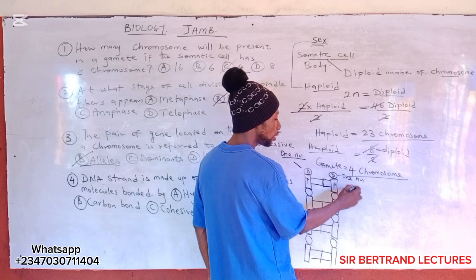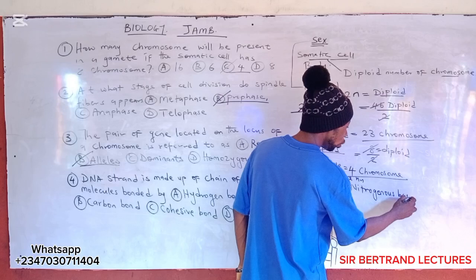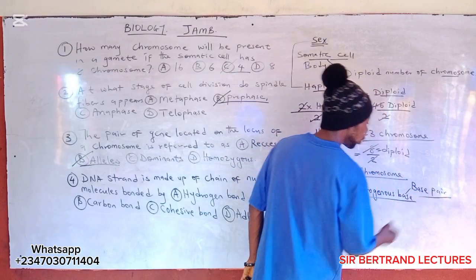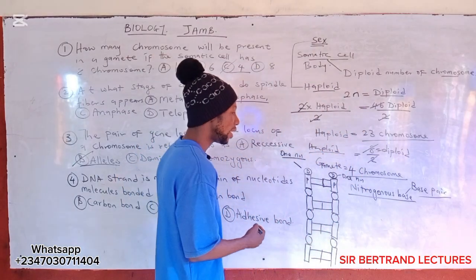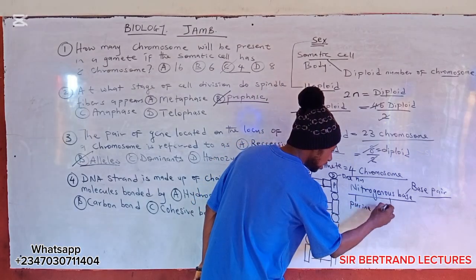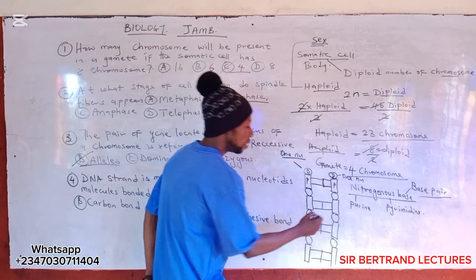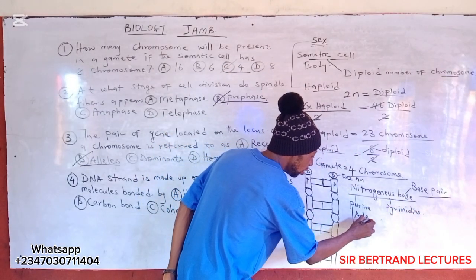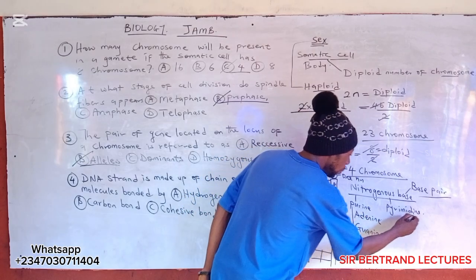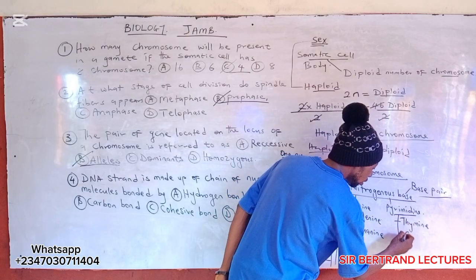Then the nitrogenous base of DNA is known as base pair. That is known as base pair because of the double nucleotide. All right. Then the nitrogenous bases here are purine and pyrimidine. These are the nitrogenous bases. Then the purines here are adenine and guanine. Then pyrimidines are thymine and cytosine.